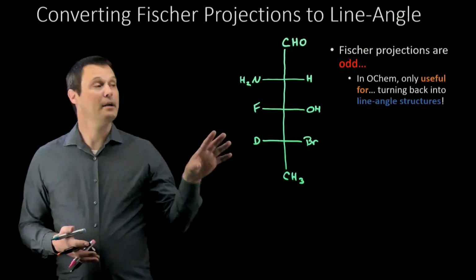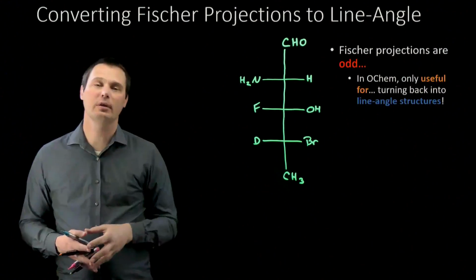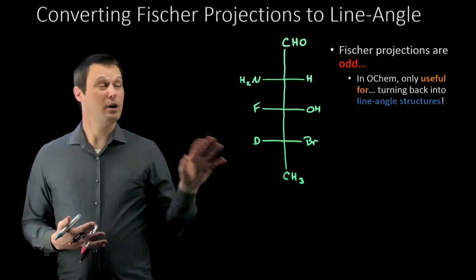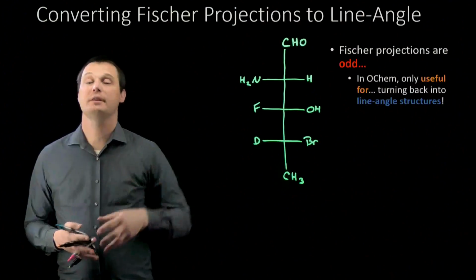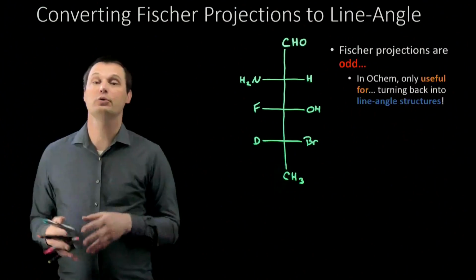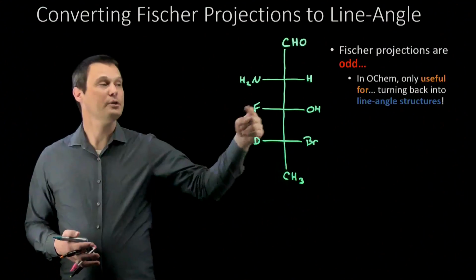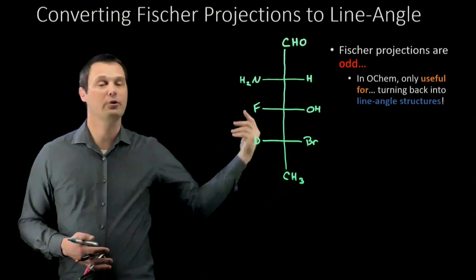Let's take a moment to remind ourselves what the Fischer projection represents, and that will make it easier to turn it into a line angle structure. This isn't a video on the Fischer projection or how to draw a Fischer projection. I have videos that I'll link to down below if you would like some more information on that. This is a video of turning it back into a line angle structure. Recall that the groups on the horizontal bonds are sticking closer to you as the viewer, and the groups on the vertical bonds are sticking further away from you as the viewer.